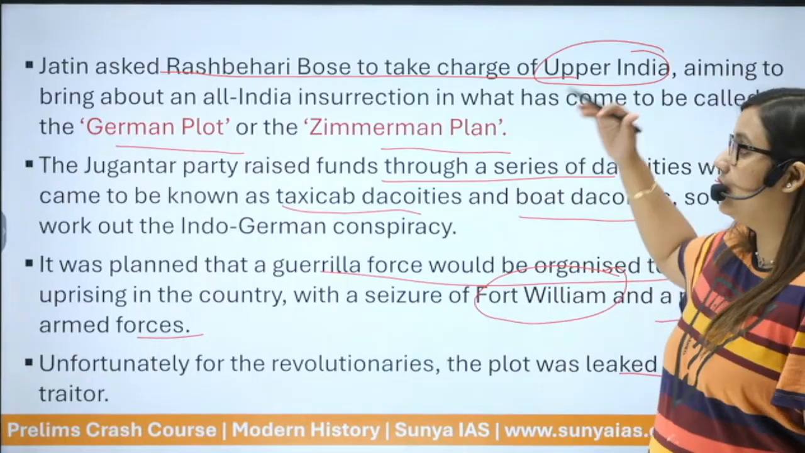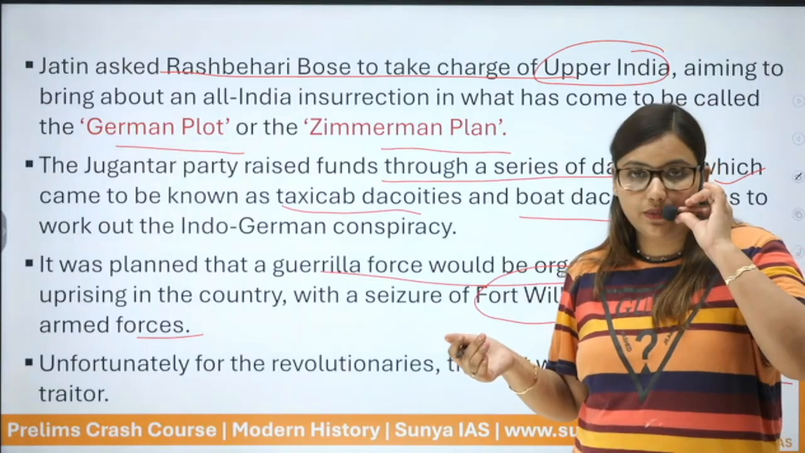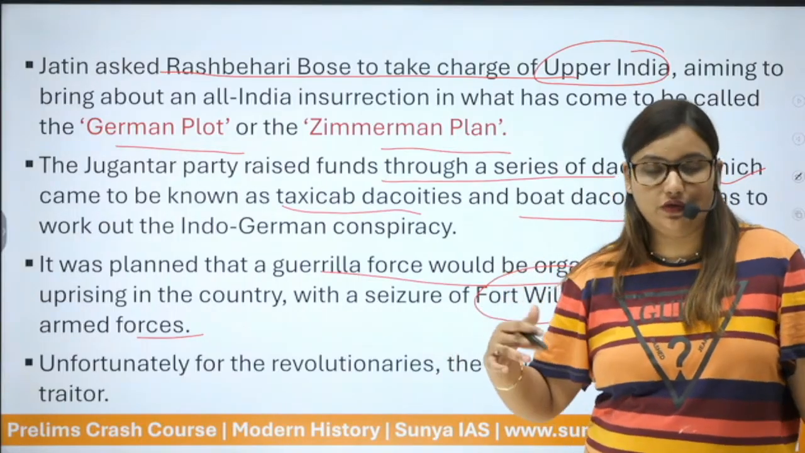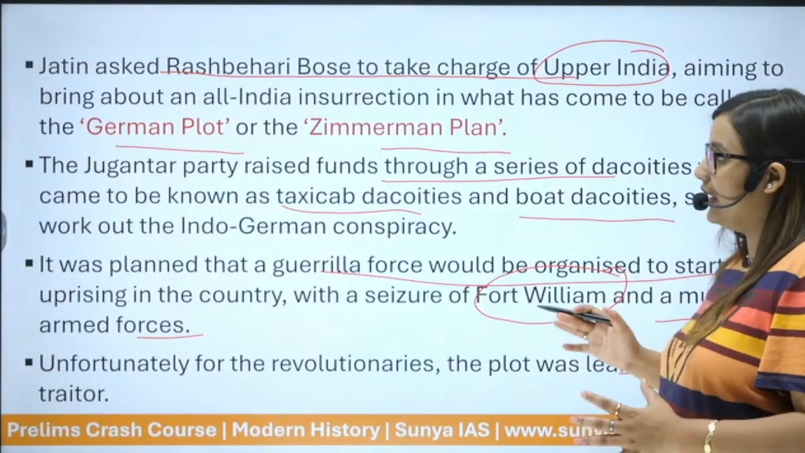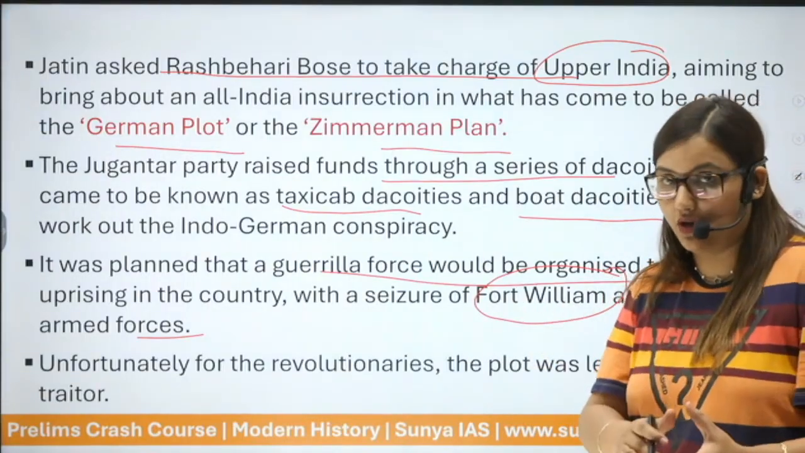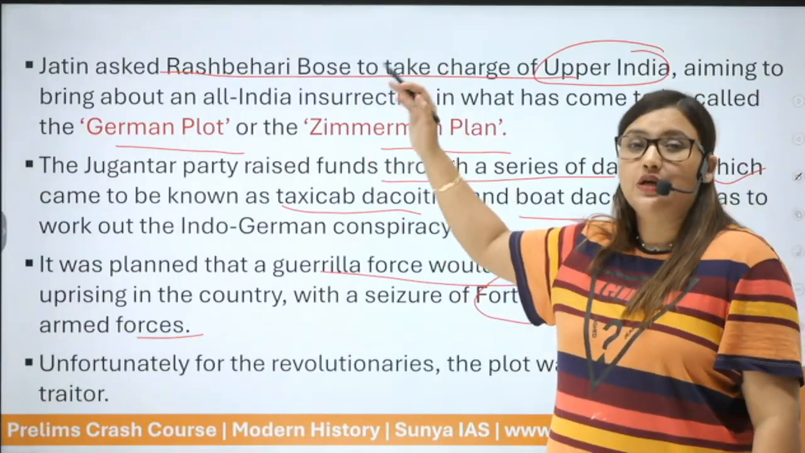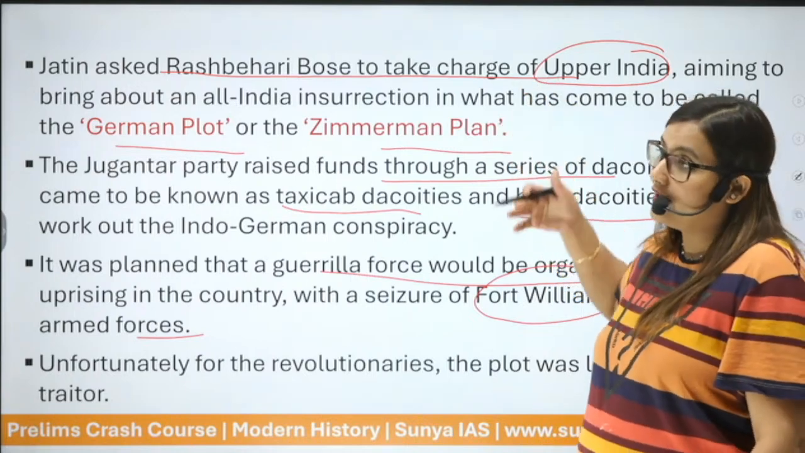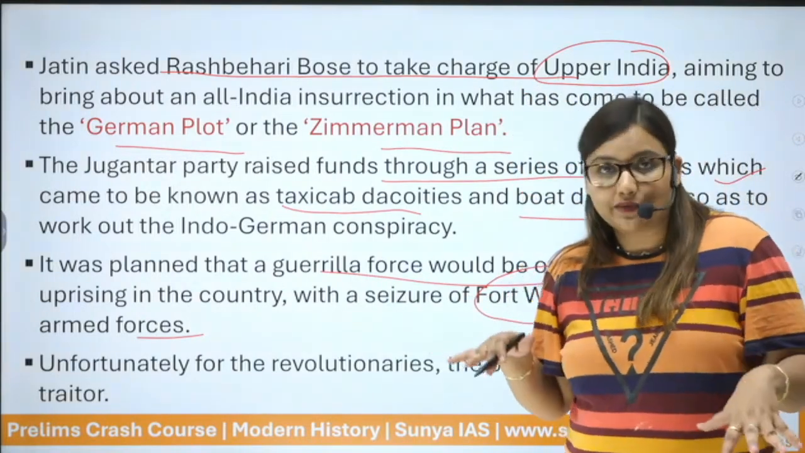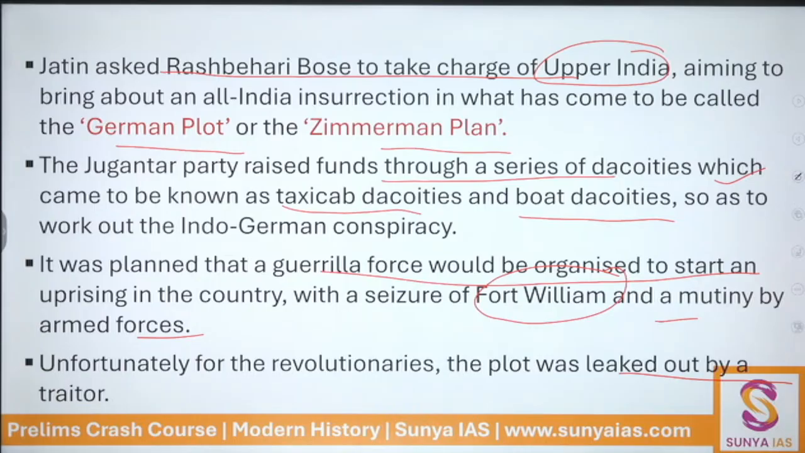But you can see how nicely people organized themselves. This organization will improve more during the second phase of revolutionary movements. But right now, focus that this is the time period around the First World War. In this situation, you can see how Jatin asked Rash Bihari Bose to take up the part of Upper India. They organized guerrilla warfare programs also. They were doing a lot of dacoities, taxi cab dacoities, boat dacoities. So this is a very big plot, right? It is a great level of plot.